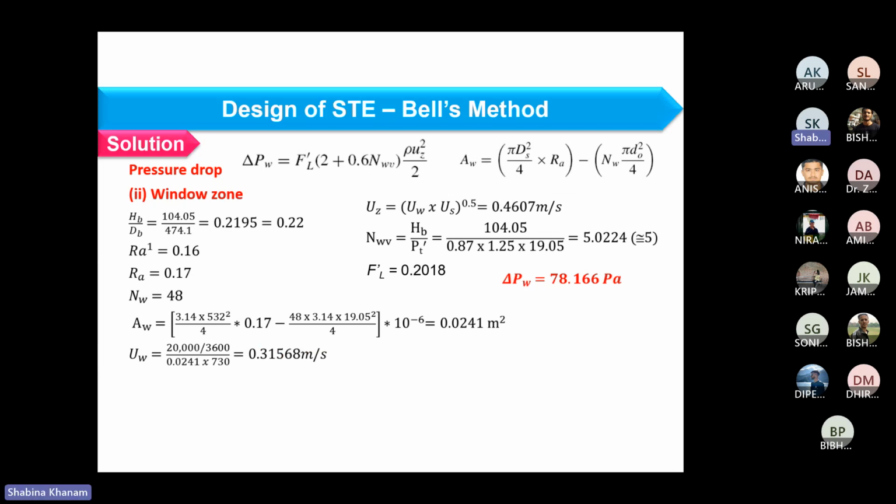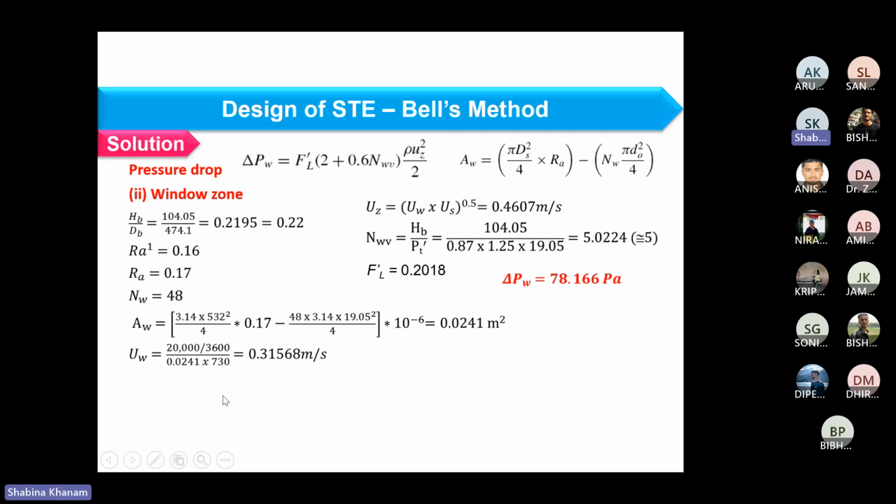So pressure drop, when we are considering the window zone, this is the expression. And for the cross flow zone we have already done delta PC. Window zone pressure drop delta PW, this is the expression: (FL prime 2 plus 0.6 NW) rho UZ square by 2. And this UZ, if you see, is the geometric mean of UW into US, and UW would be the velocity in the window zone. And it will depend on this AW.